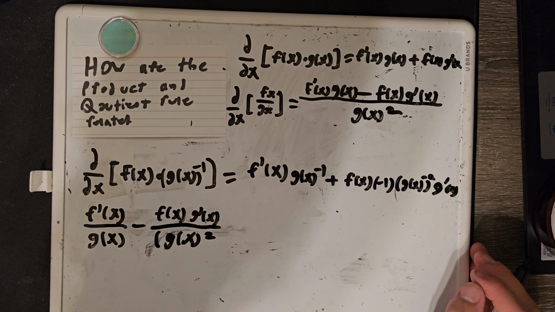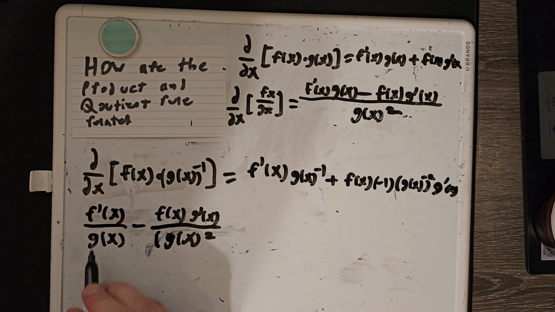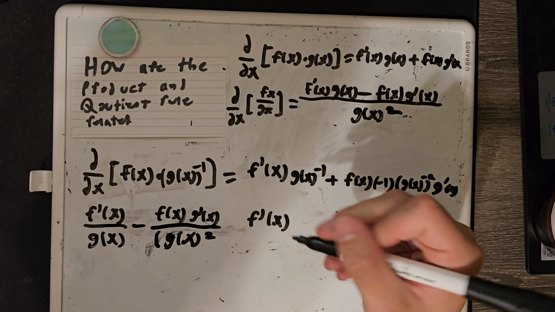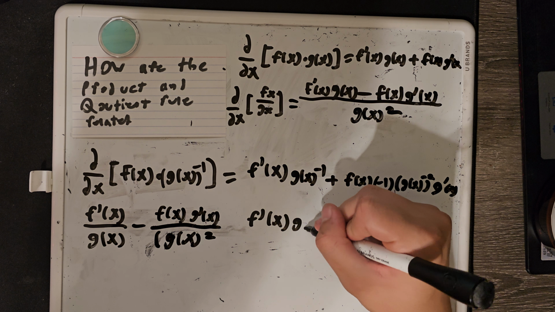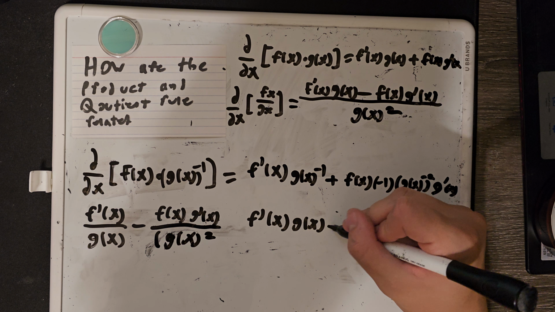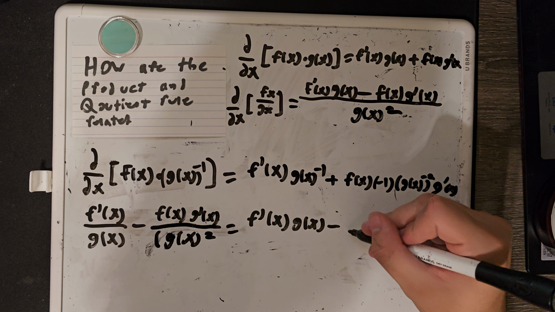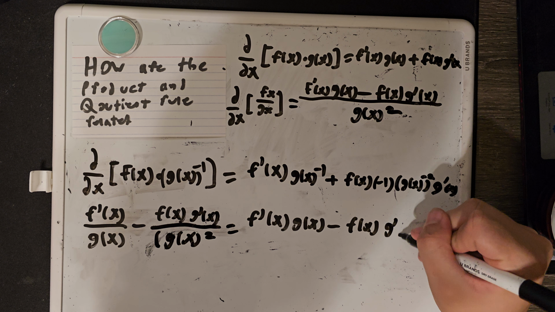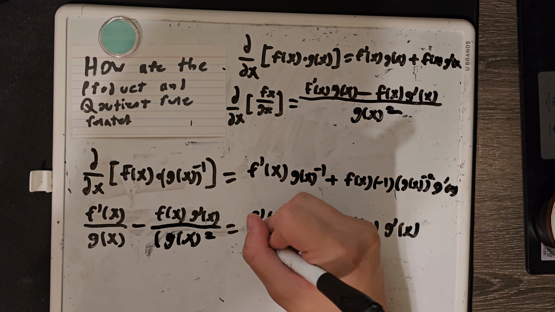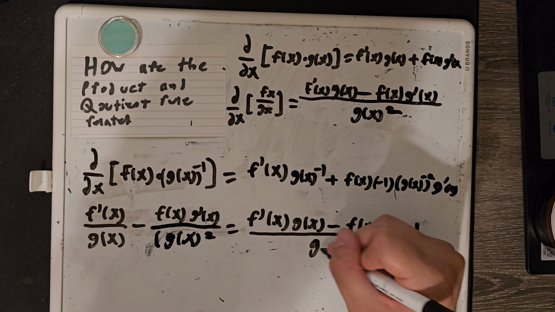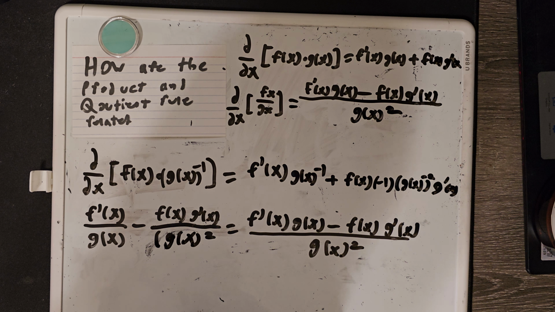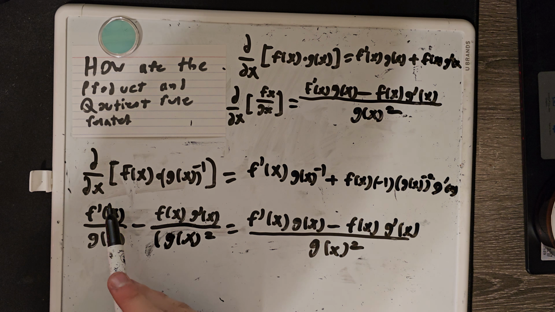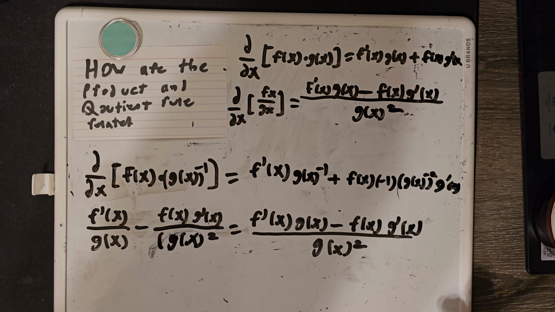Now, finally, we can multiply each of these by g of x to get f prime of x times g of x minus f of x times g prime of x, over g of x squared, which looks exactly like the quotient rule. So from the product rule, we proved the quotient rule. That's how they were related.